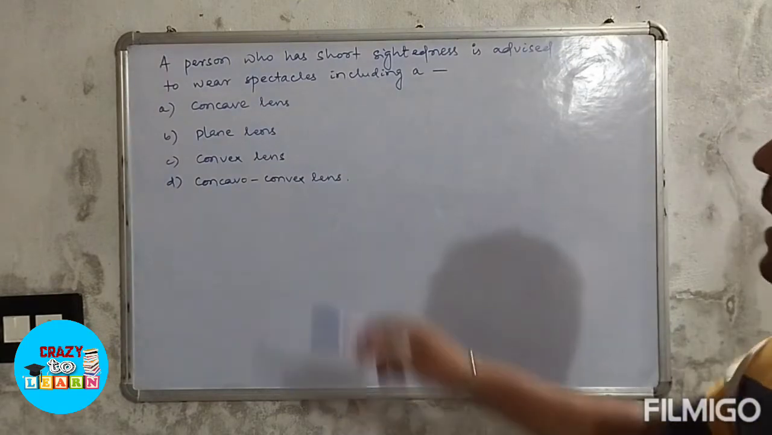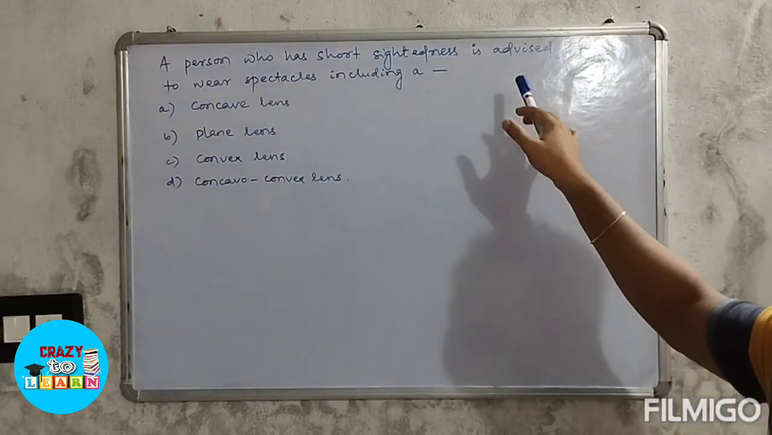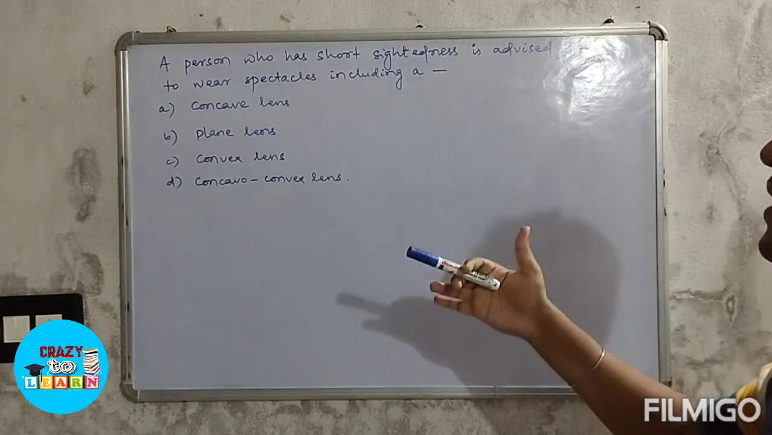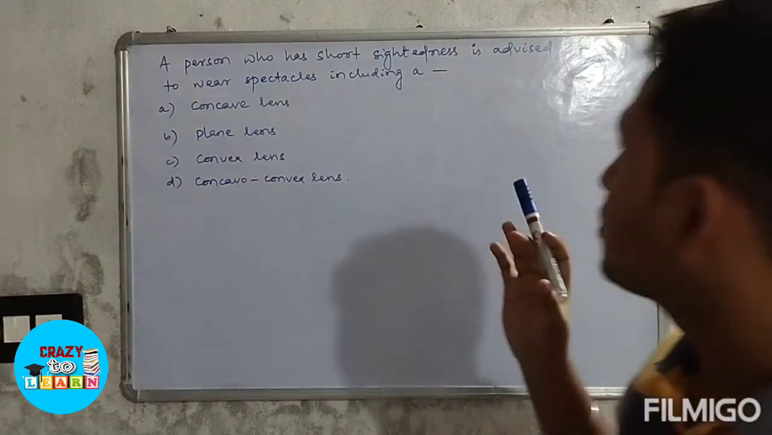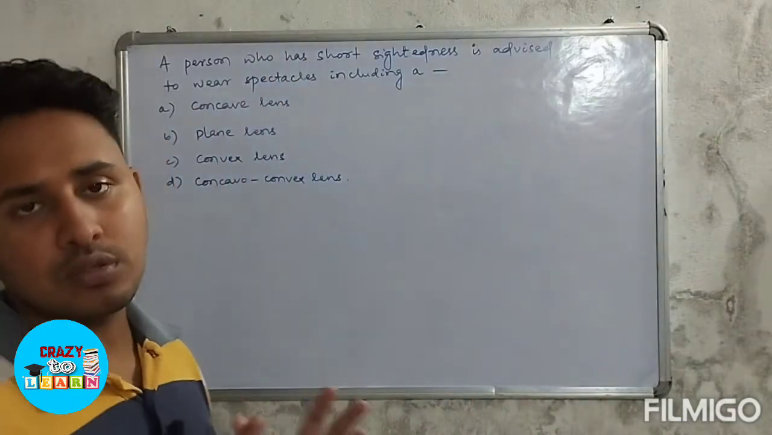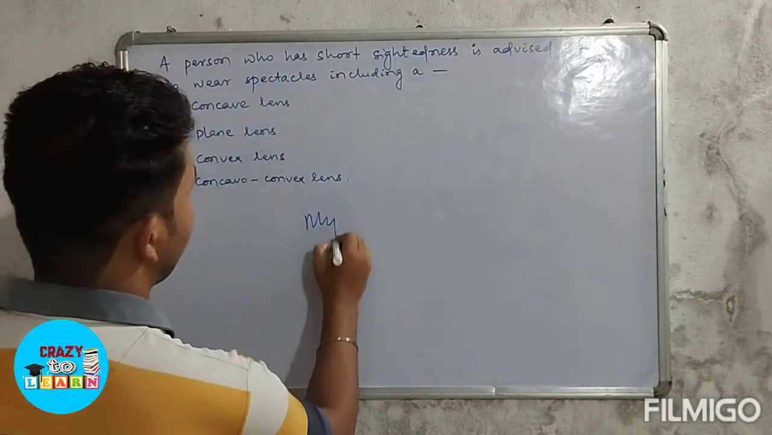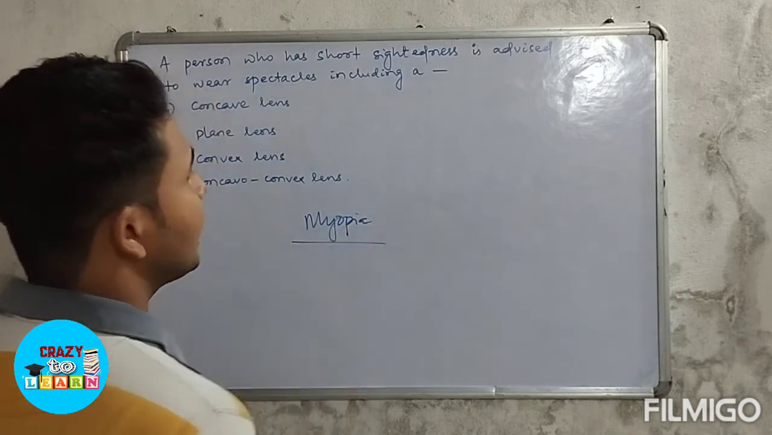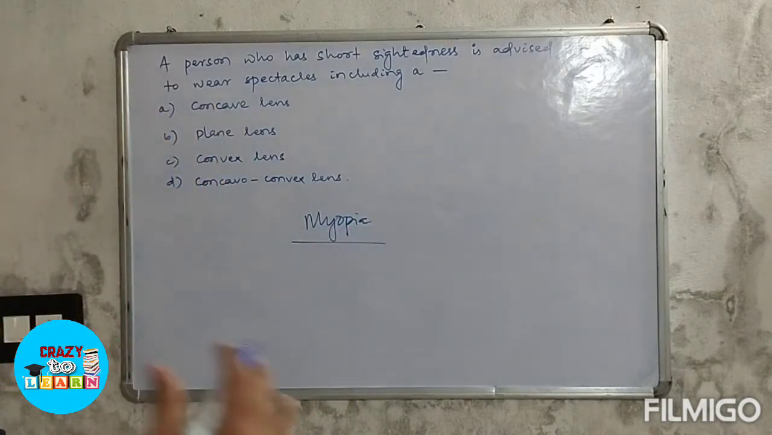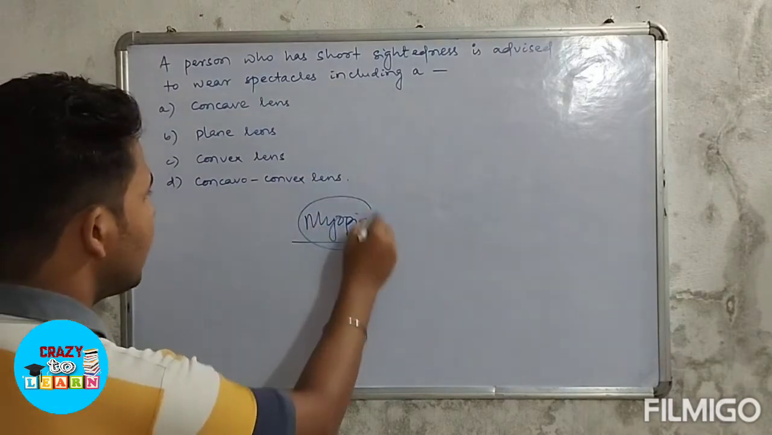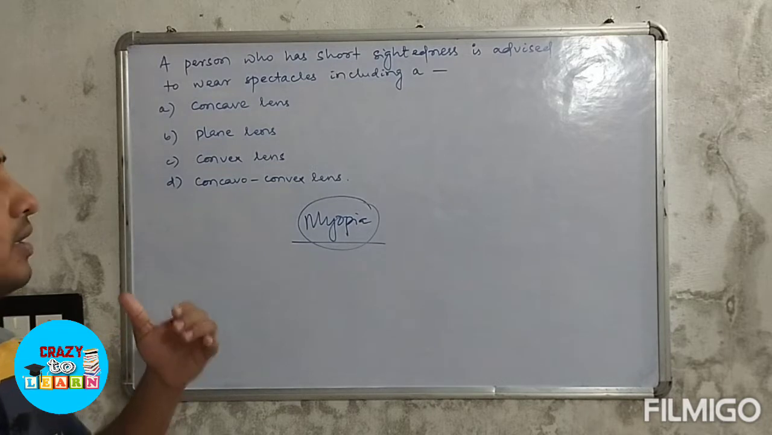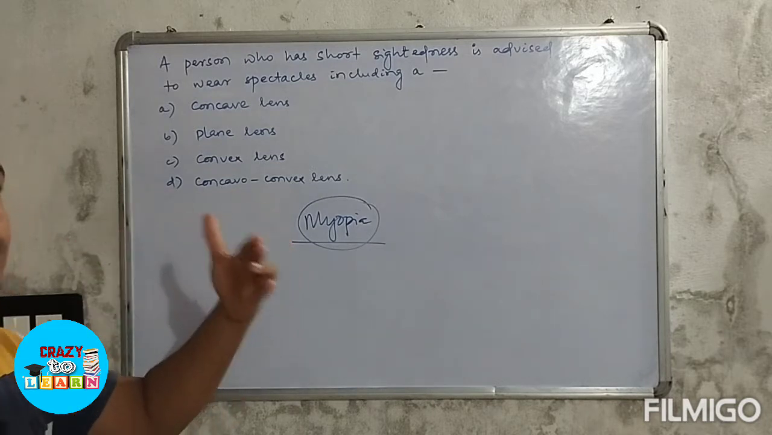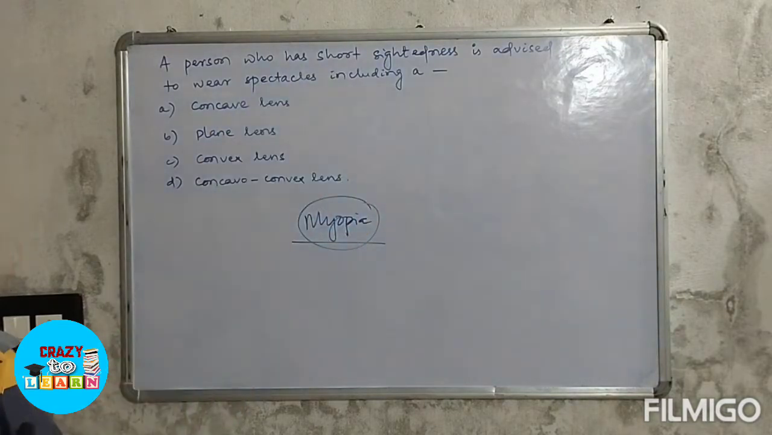Our next question is, a person who has short-sightedness is advised to wear spectacles including a concave lens, or plane lens, convex lens, or concavo-convex lens. The short-sighted defect is also known as myopia. Remember the word myopia. Another defect is long-sightedness, which is called hypermetropia. Myopia or short-sightedness is a defect of the eye in which the defected person can see near objects but cannot see far objects.